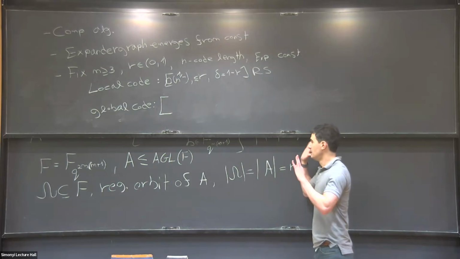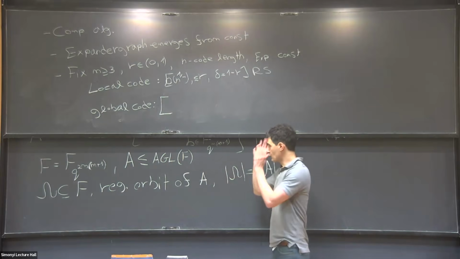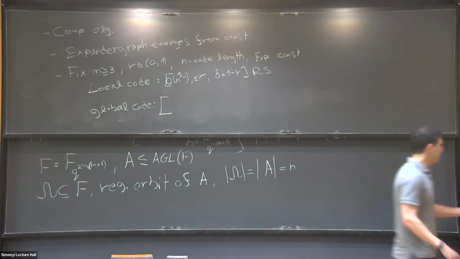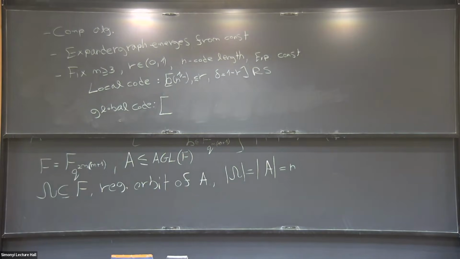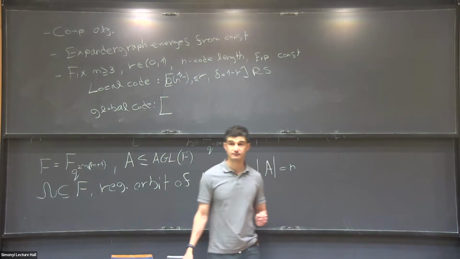So now we can forget about this field F. There is a group A generated by two groups, G and H, and they all act on a set omega that lives in some finite.